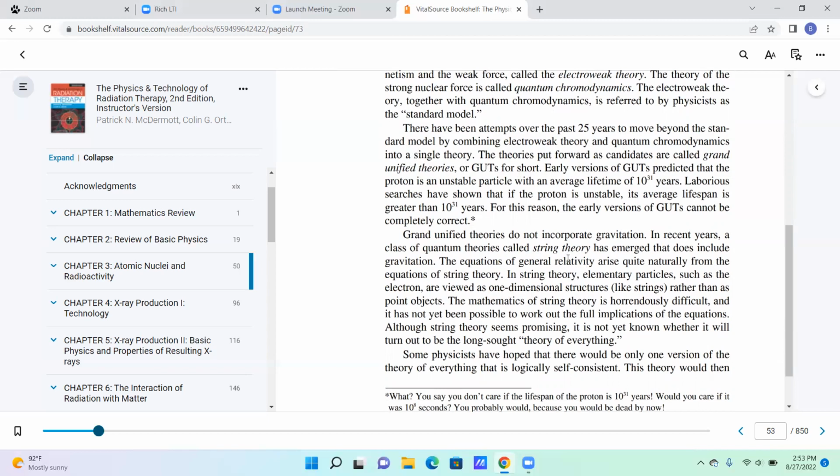In recent years, the class of quantum theories called string theory has emerged that does include gravitation. The equations of general relativity arise quite naturally from the equations of string theory. And in string theory, elementary particles such as the electron are viewed as one-dimensional structures rather than point objects. The mathematics is pretty difficult, and it is not yet possible to work out the full implications of the equations.